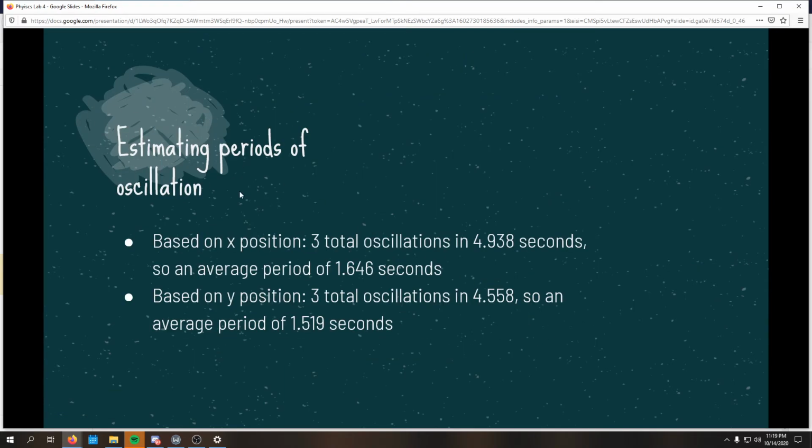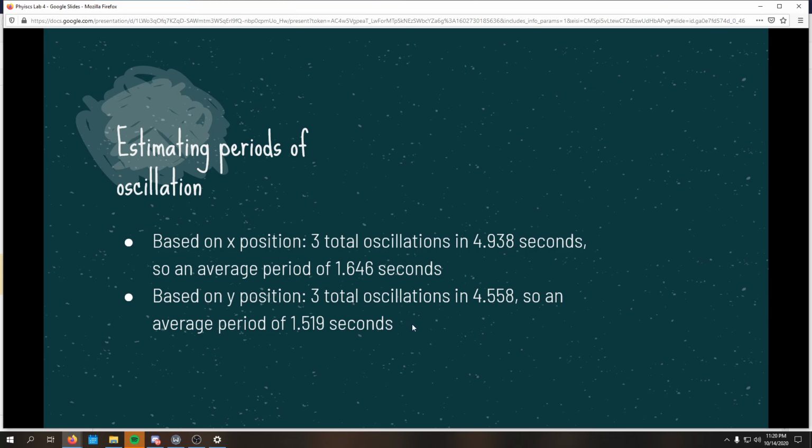And then another question that we might ask is which form of the period is best for estimating the oscillation. So if we use it based on the x position, we'd get a period value of 1.646 seconds. And if we use it on the y position, we get a period value of 1.519 seconds. And so when I compared these two values in GlowScript, the 1.519 value was actually significantly better at predicting the motion of the mass on the spring.